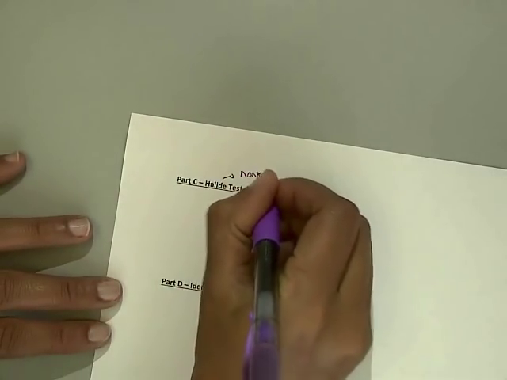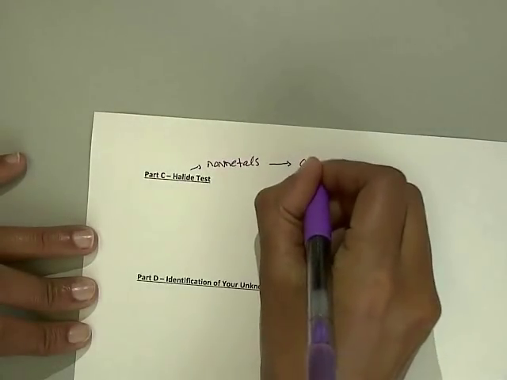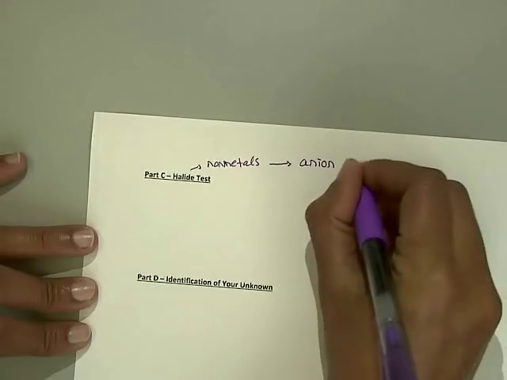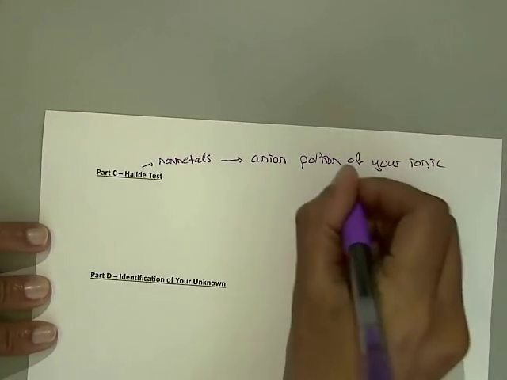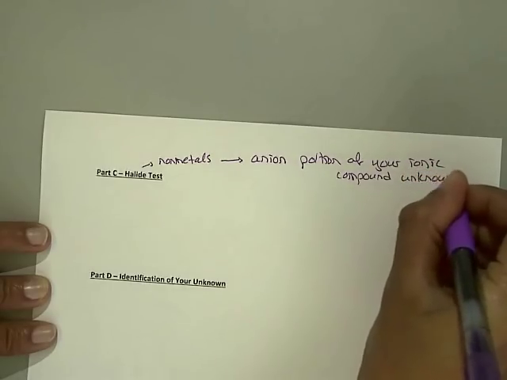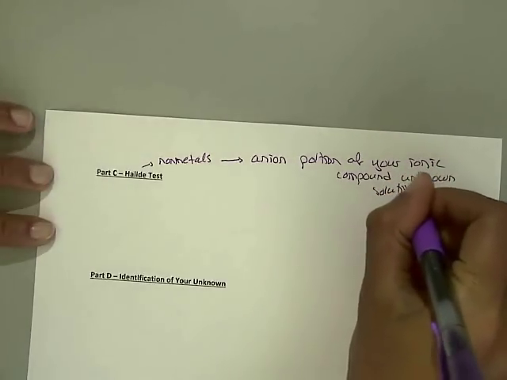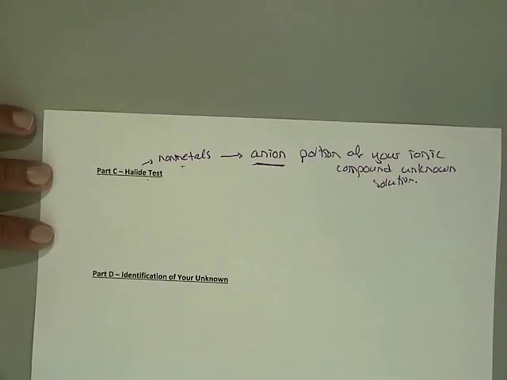In part C, you're performing the halide test. Now remember, halides are nonmetals, which means you are identifying what part of your ionic compound? You are identifying the anion portion of your ionic compound unknown solution. So in part C, you're identifying again the anion portion of your unknown solution.